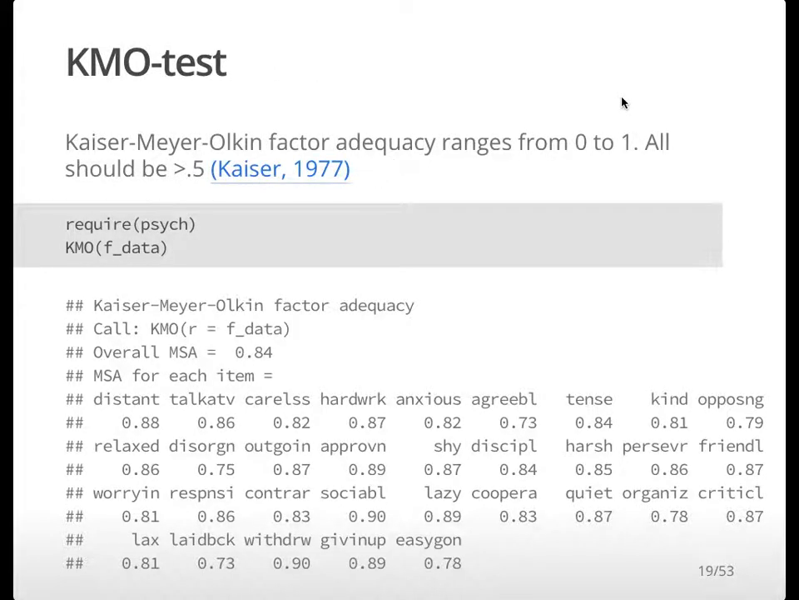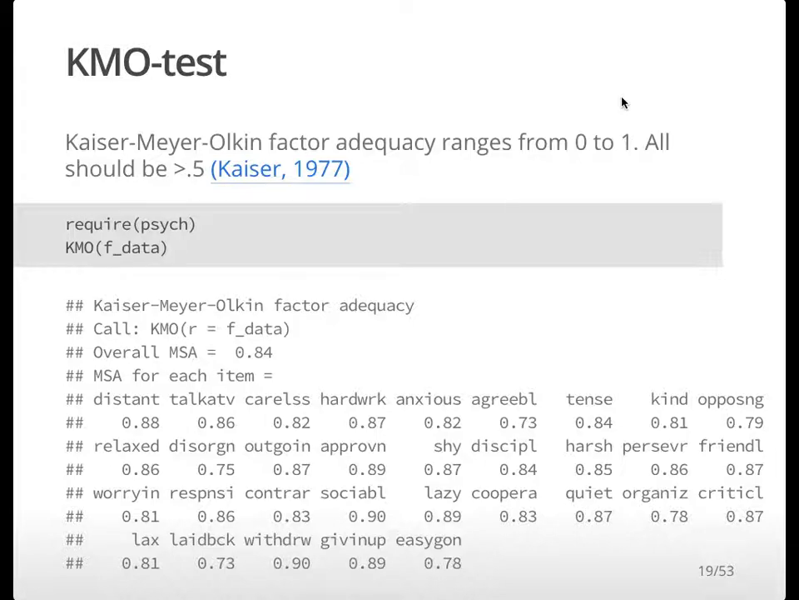Another test which is usually used for factorability is known as the Kaiser-Meyer-Olkin factor adequacy test, the KMO test. Kaiser-Meyer-Olkin factor adequacy test. That's a tongue twister. This score will range from 0 to 1, and ideally all of them should be above 0.5. For all 30 items, you'll get some type of measure. We use the psych package, and then it's just the code KMO.